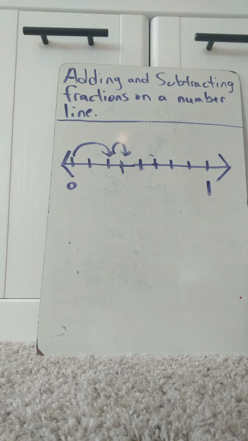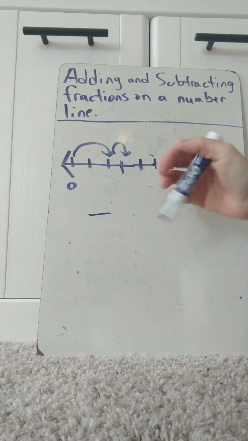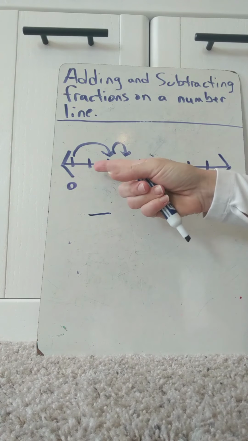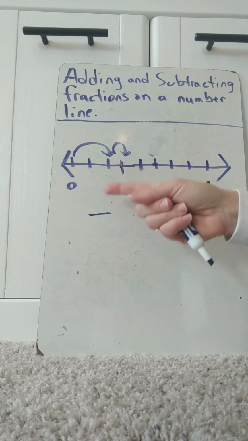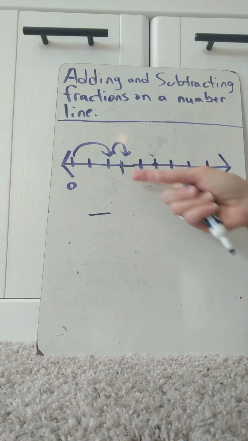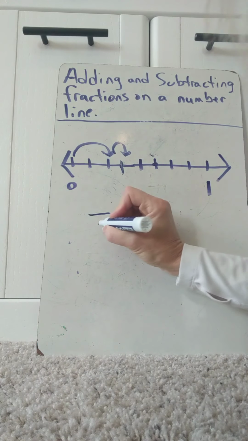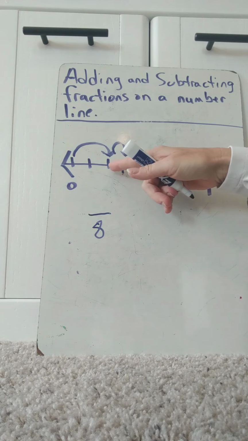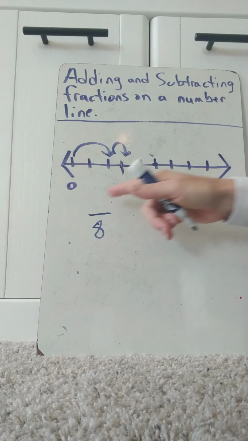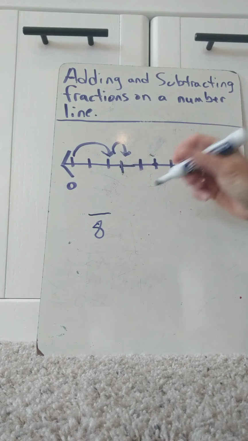Well, let's see what our denominator is going to be, okay? Well, let's count. We'll count how many equal parts there are to find our denominator. 1, 2, 3, 4, 5, 6, 7, 8. I know my denominator is 8. And this here is where it is starting. Well, what number is that? What's my numerator going to be? Let's count. 1, 2. 2.